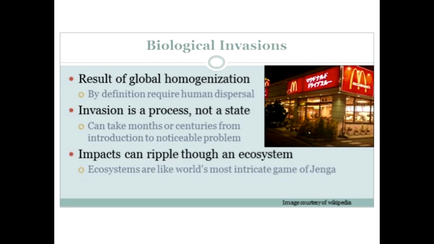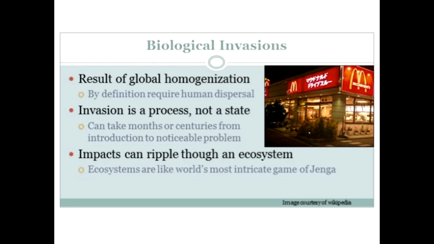Invasion is a process, not a state. So as we mentioned, it can take months or centuries from introduction to noticeable problem. Again, if you have even a known invasive, say on your property or a local park or some area that you visit, and you see 3 or 4 individuals of that species, and it doesn't seem like it's a problem, you may be right, but it also is very possible that they will be in the future. If you flash forward 10 years, 15, 20, it could be a major impact.